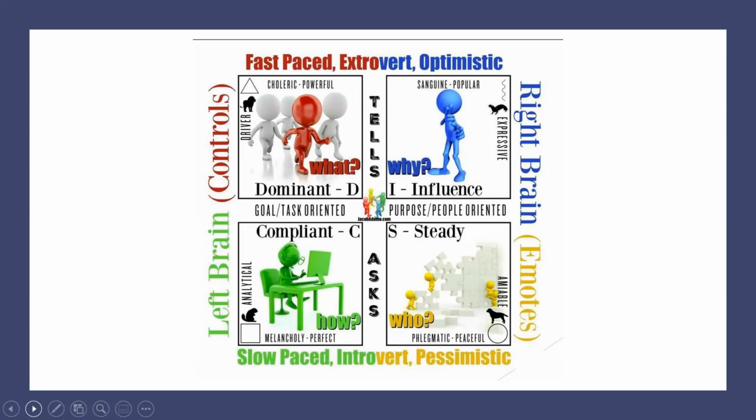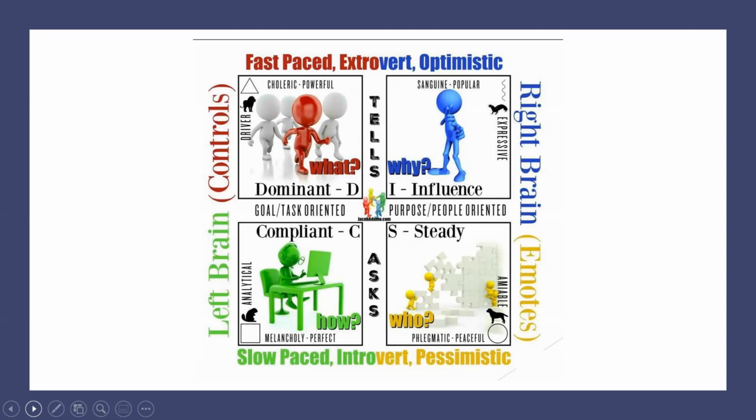So we move now over to our I. And the question that we're answering for our I is why? Why should I do this? They need to know it's going to be fun. They're expressive. Their animal is a squirrel. Their shape is the squiggle. They're more right brain. And you can see that they are purpose and people oriented, as opposed to the D that is goal and task oriented. And again, they're going to tell.